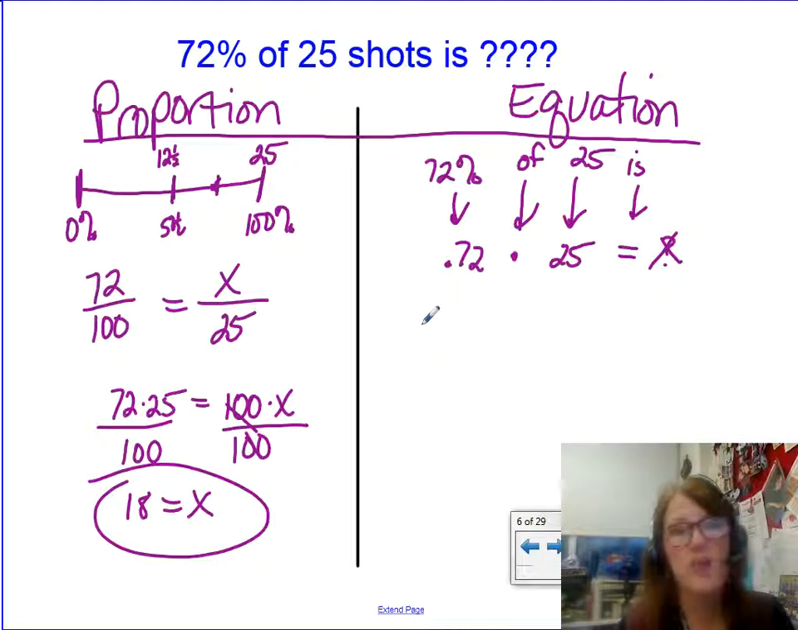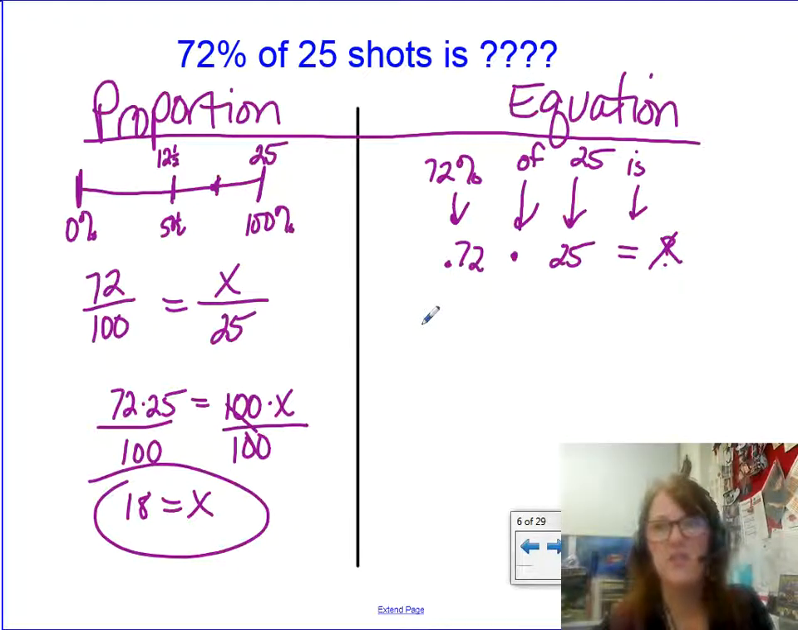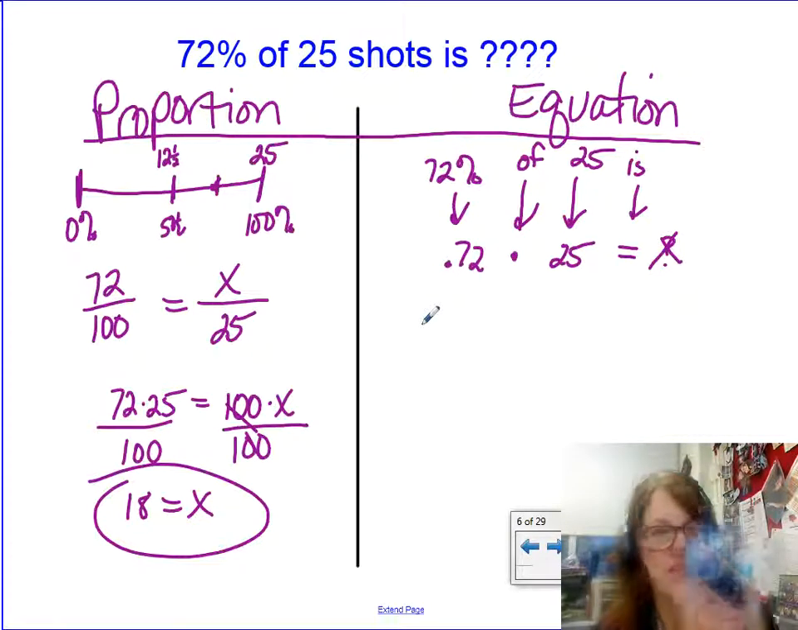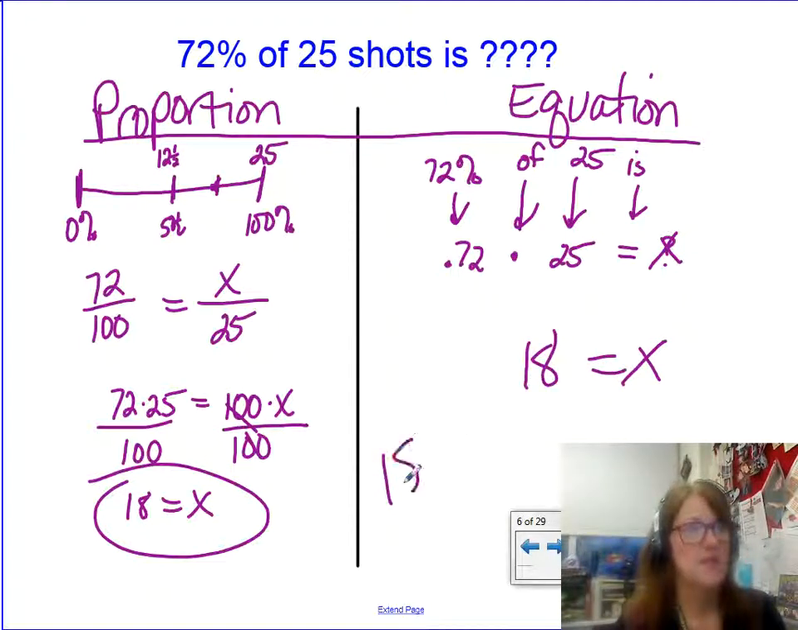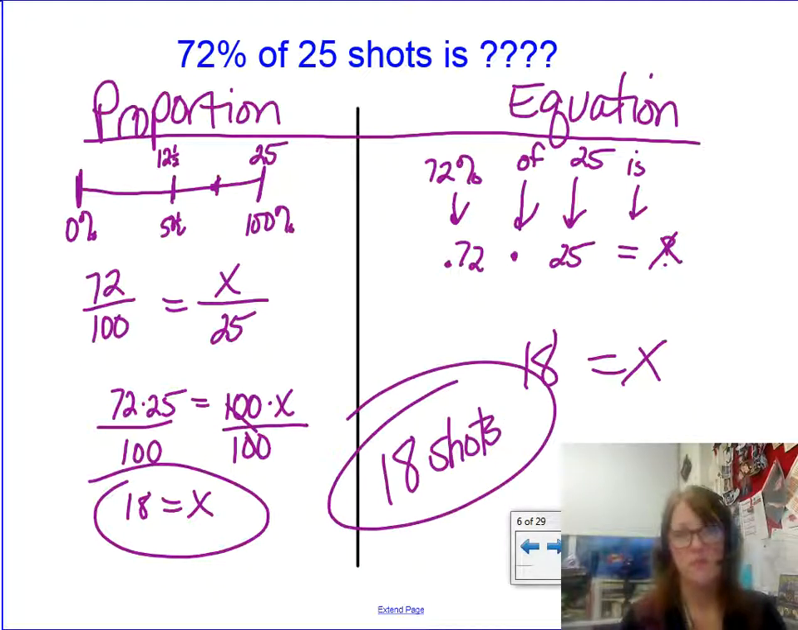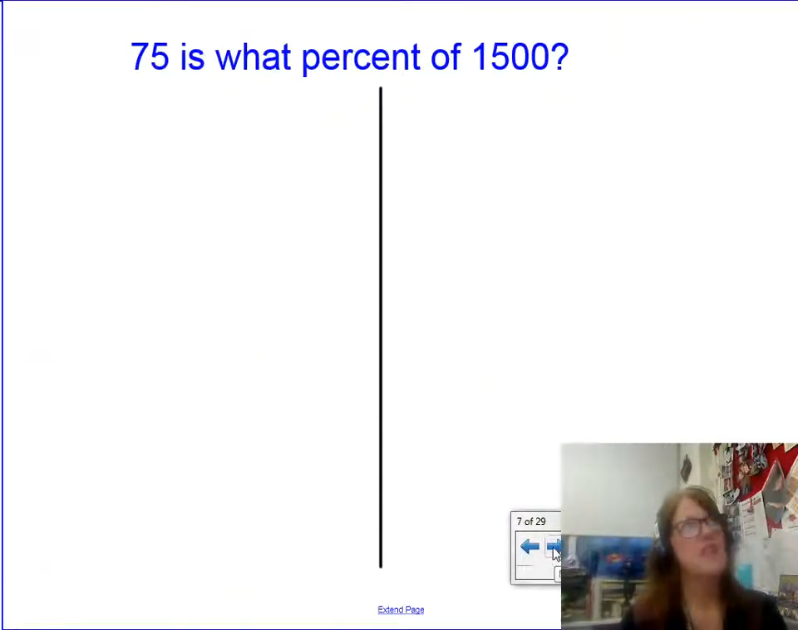Now I just grab my calculator and I type in 0.72 or 72 hundredths times 25. Ding! I get 18. And I suppose I should label this because it was a word problem. 18 shots. Boom. Let's look at another one.